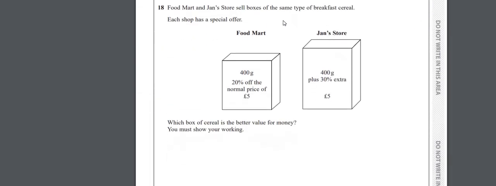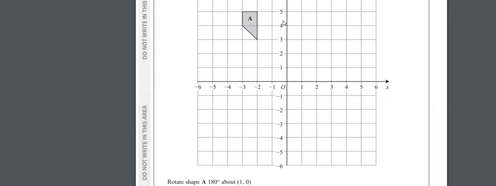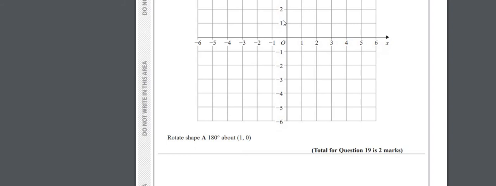So 18, this is a comparison. You have to compare the money. So this is a common sense question as well. You can do this without a calculator. It's paper 1. And the 4 marks. Look, and number 9, this is rotation. You learn this in primary school as well.